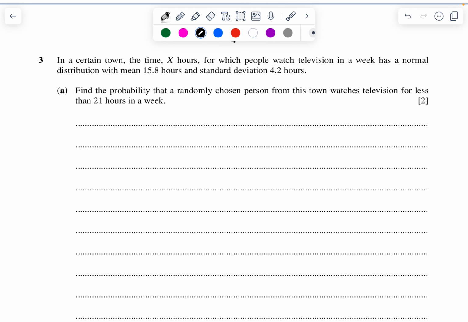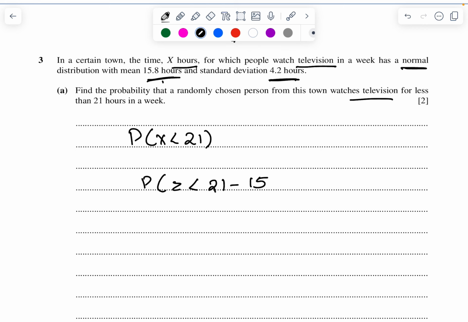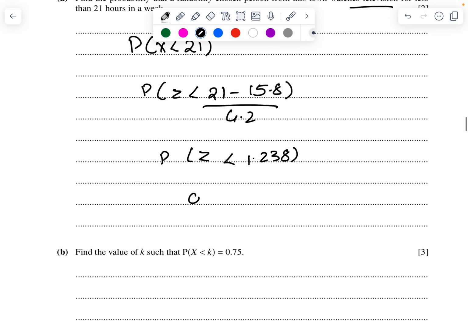In a certain town, X is the number of hours for which people watch television, normally distributed with mean 15.8 and standard deviation 4.2. Find the probability that a randomly chosen person watches television for less than 21 hours. Probability of Z less than (21 minus 15.8) divided by 4.2, so probability of Z less than 1.238. Checking from the table, 0.892.